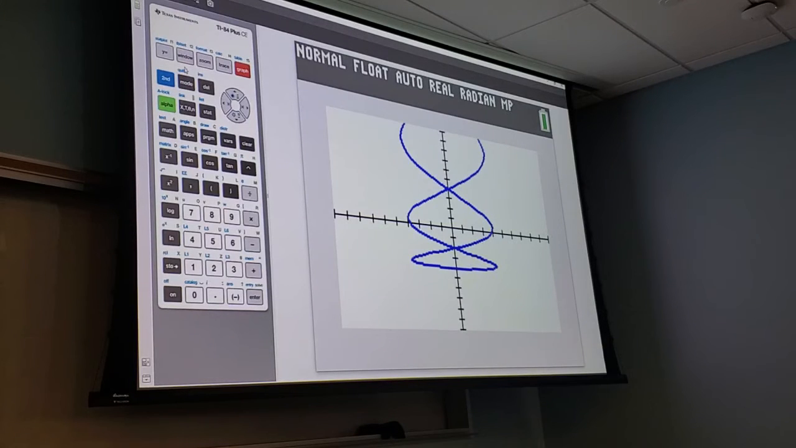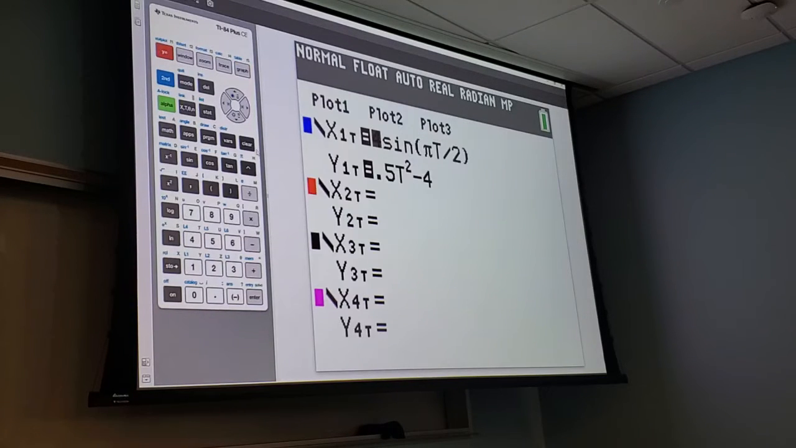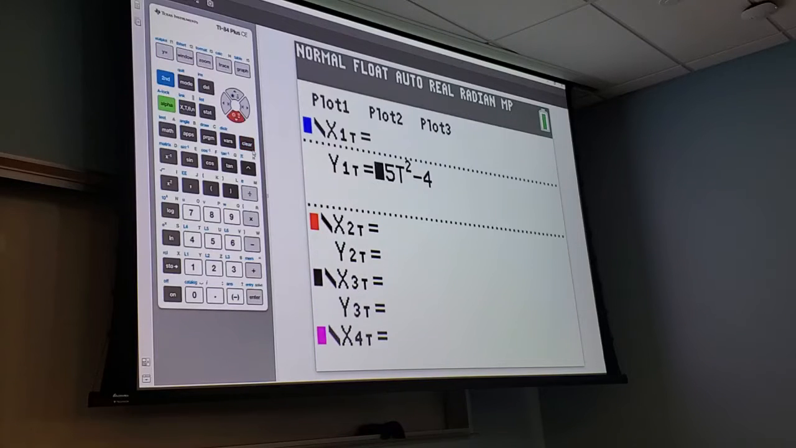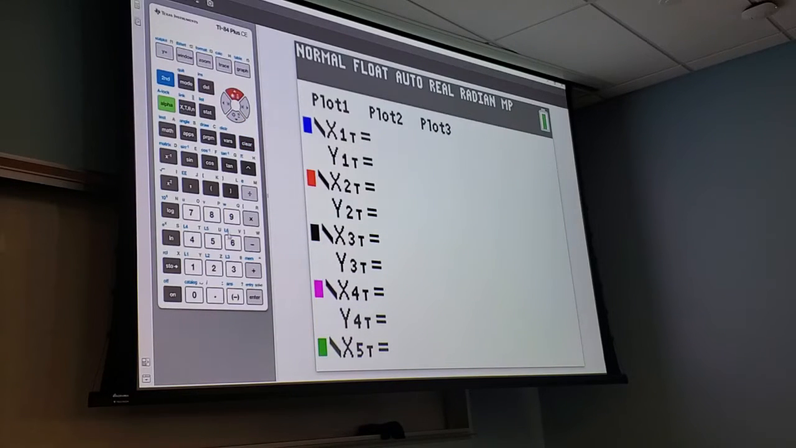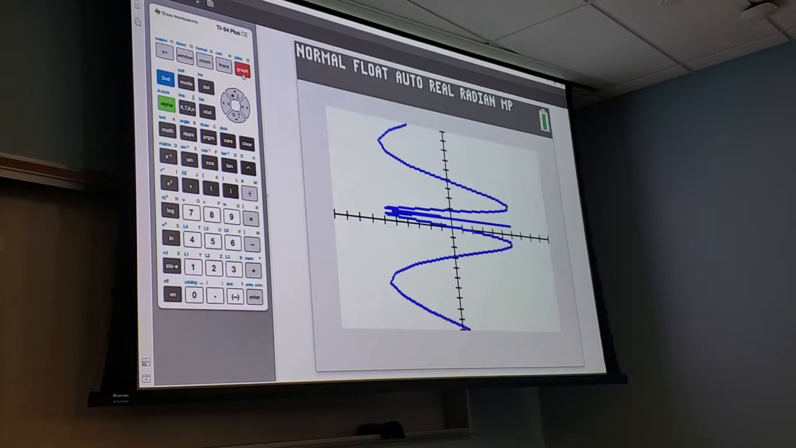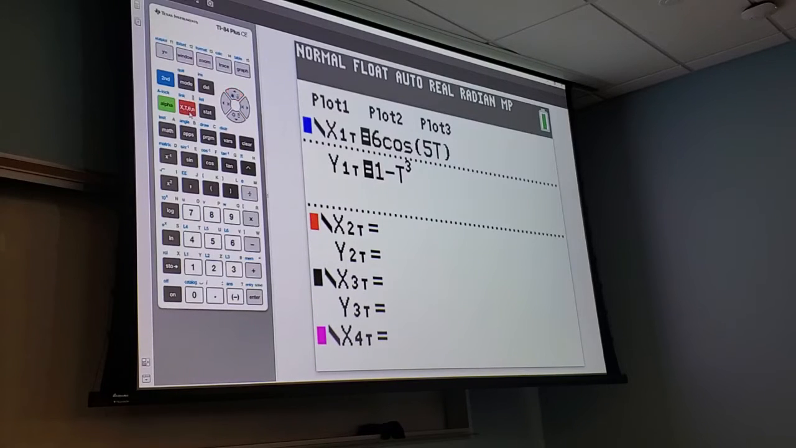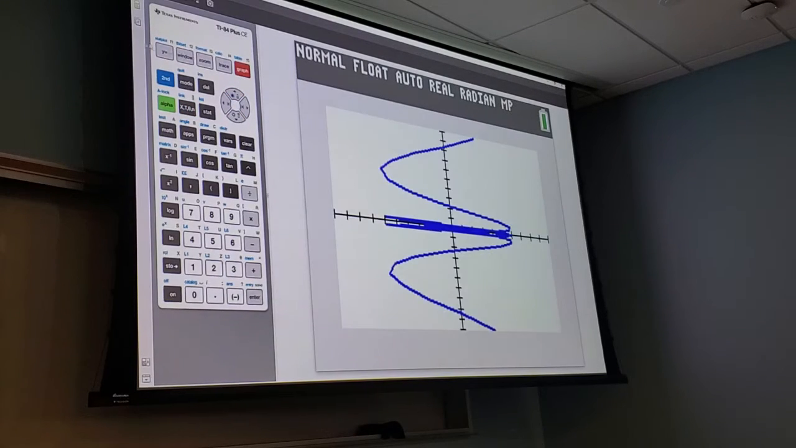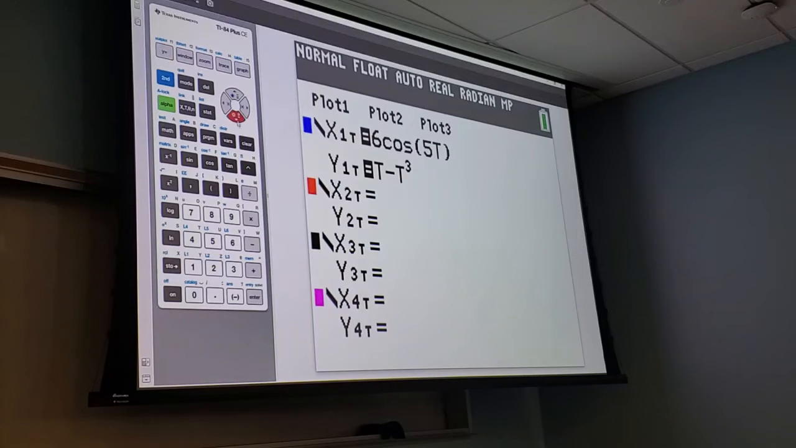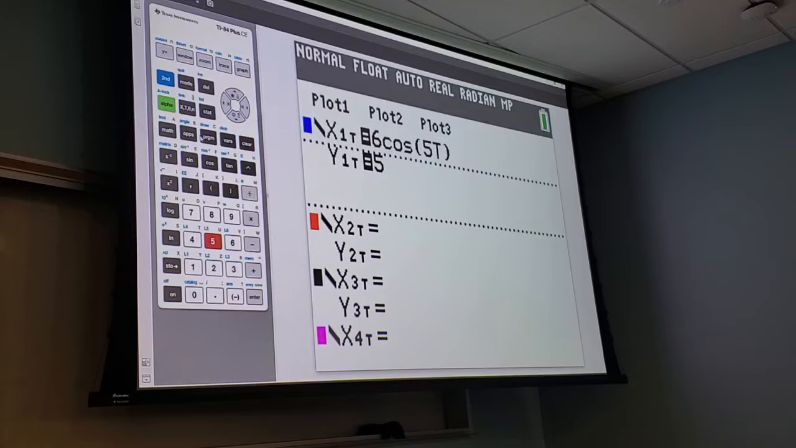So for example, if I go back here and just start to play around a bit, I'm going to take this away. What if I made this 6 cosine of 5t, and I make this one 1 minus t to the third? I don't know. Okay, that's weird. Let me make this t minus t to the third. That's even weirder. All right.